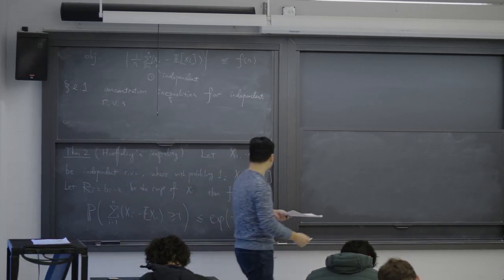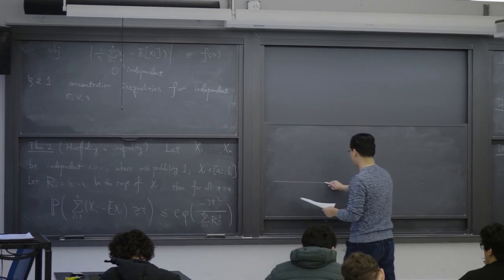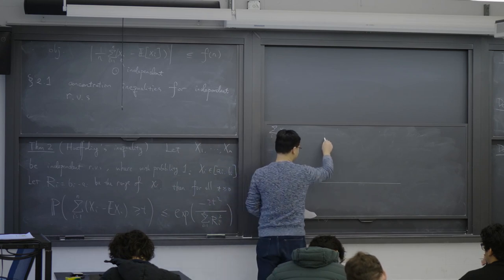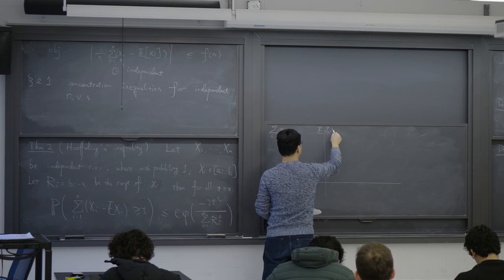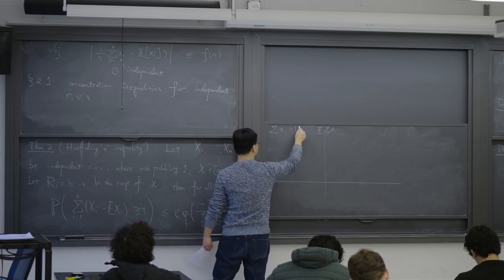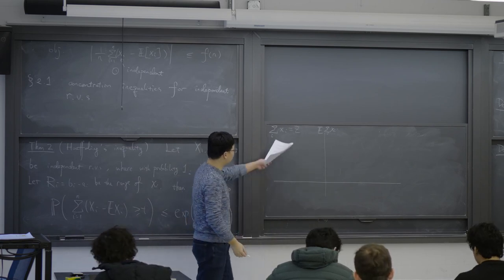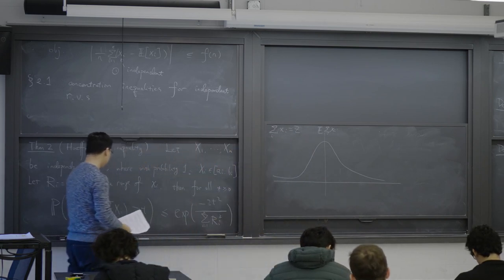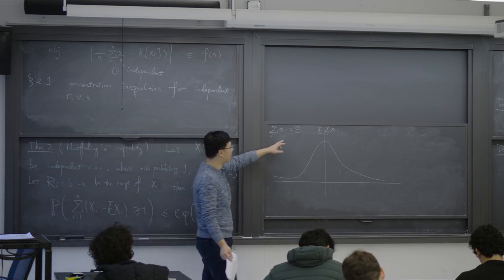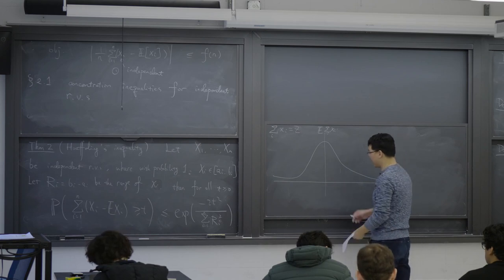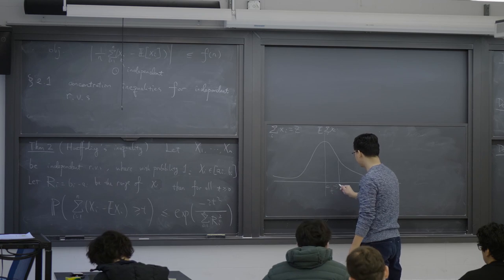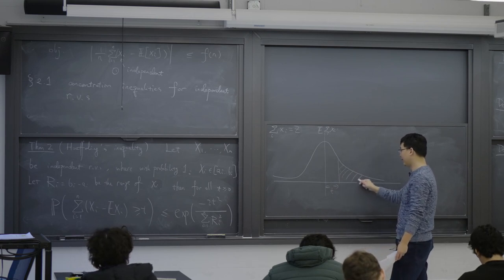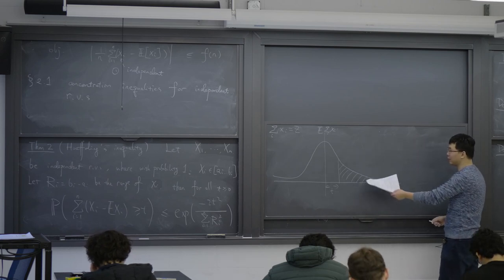I will briefly say what this means. Why is this called a concentration inequality? Whatever the distribution, we can look at the distribution of the summation of xi. The summation of xi has a mean, which is the expectation of the summation of xi. Let's call this new random variable z. It has this mean, and we expect some distribution, probably something like this. What this statement is saying is the probability of this random variable z exceeding its expectation by an amount of t. This is the probability that z is greater than the expectation at least by t.